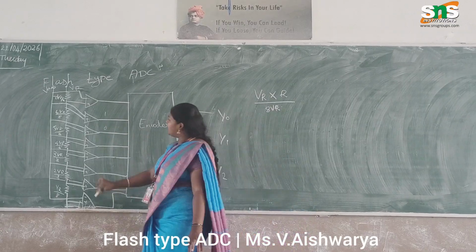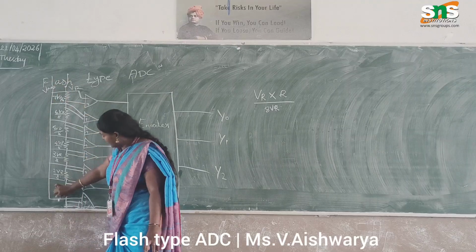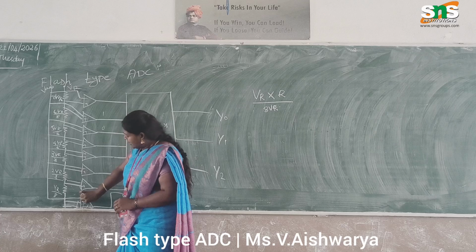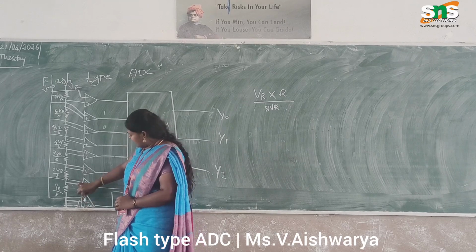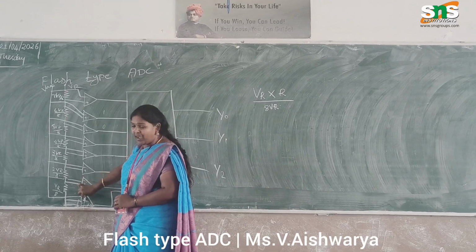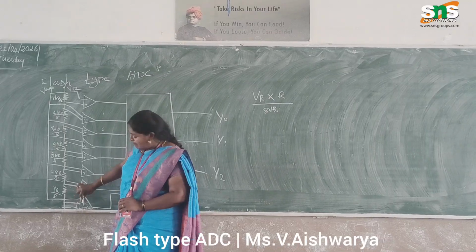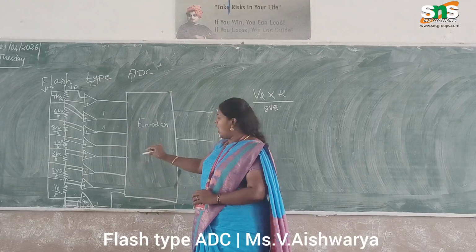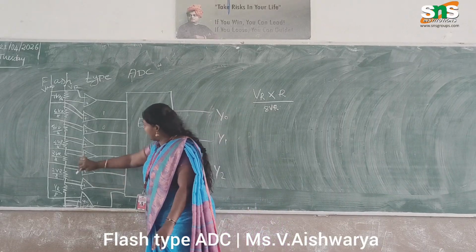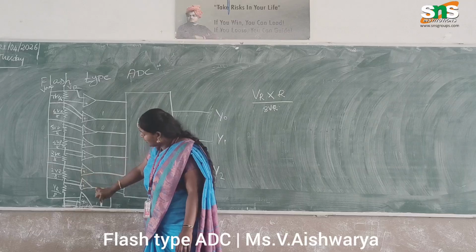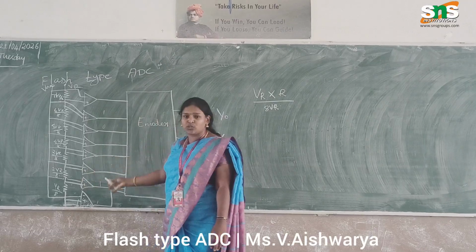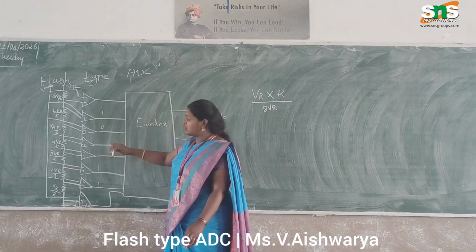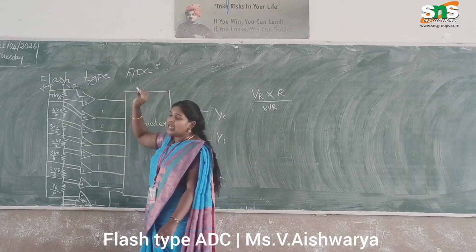Now let's check. I apply the VA input to the first comparator and I apply VR by 8 to the inverting terminal. As I told you, if the higher value is at the non-inverting terminal, the comparator will produce 1, otherwise it will produce 0 at the output. Next, I apply the input signal again and the same process continues. This time the second comparator will also be enabled. After that, when the input is applied again, the third one is enabled. Like that, all the comparators will be enabled.